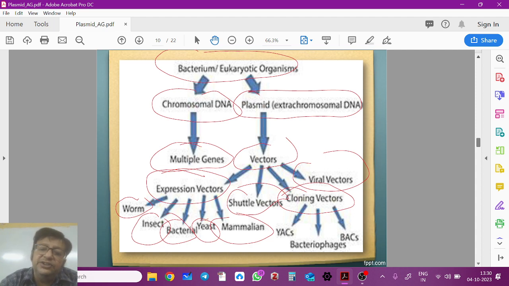Among cloning vectors, you have yeast artificial chromosomes in eukaryotes. You have bacteriophages as viral particles. You put the DNA inside the virus and let the virus infect the bacteria. That virus will put that DNA inside the bacteria, and you can transform the bacteria by that. And you have bacterial artificial chromosomes. Next slide.